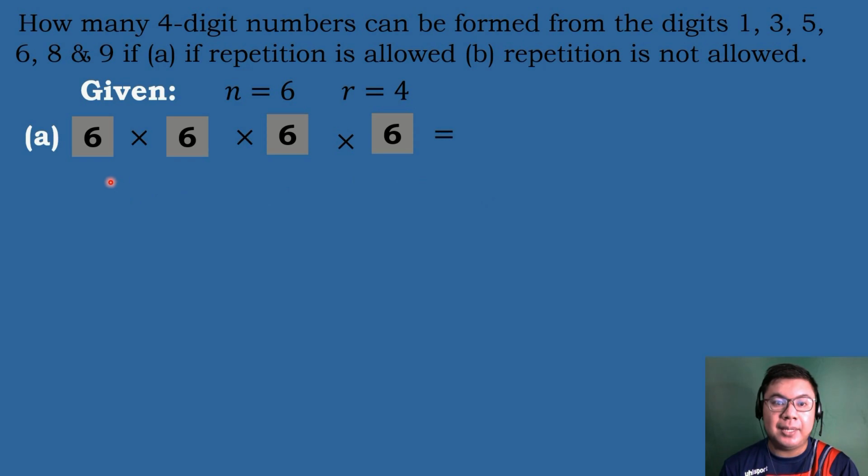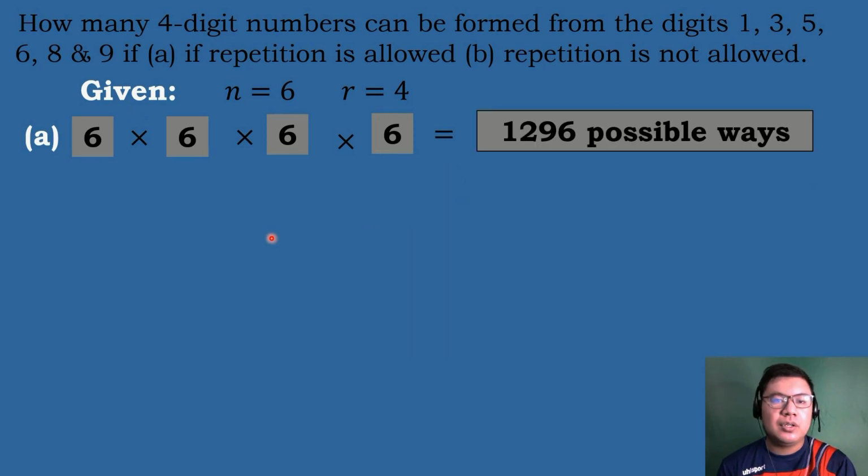So the numbers can be 1,111. Those are the possible 4-digit numbers that can be formed using the digits 1, 3, 5, 6, 8, 9 if repetition is allowed. So by multiplying, 6 times 6 times 6 times 6 is equal to 1,296. So there are 1,296 possible ways of 4-digit numbers that can be formed from the digits 1, 3, 5, 6, 8, and 9. How about if repetition is not allowed?